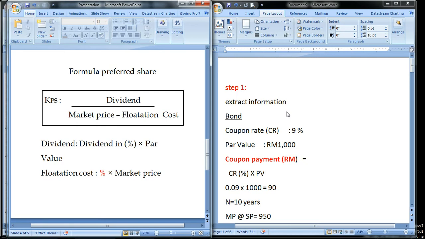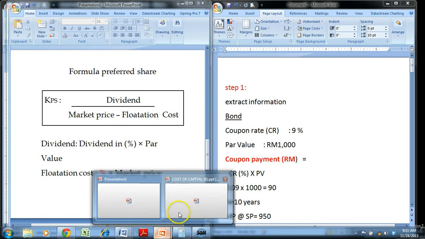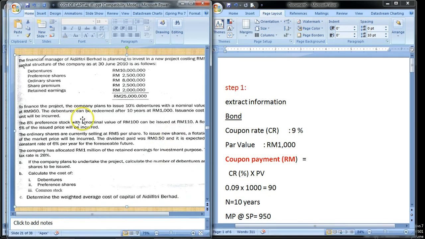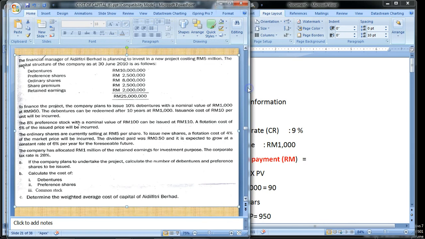Before I proceed with cost of preferred share, I would like to share one slide with you all. I want to give a recall on cost of debt first. How to calculate cost of debentures, or we call it cost of bond as well. To finance the project, the company planned to issue 10% debentures with a nominal value of 1,000, meaning the par value is 1,000, at 960. You see, at issue, 960 is considered the market price. The debentures can be redeemed after 10 years at 1,000.